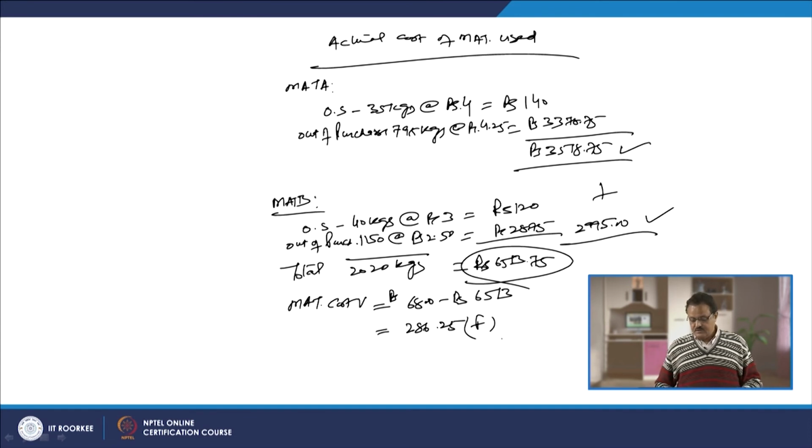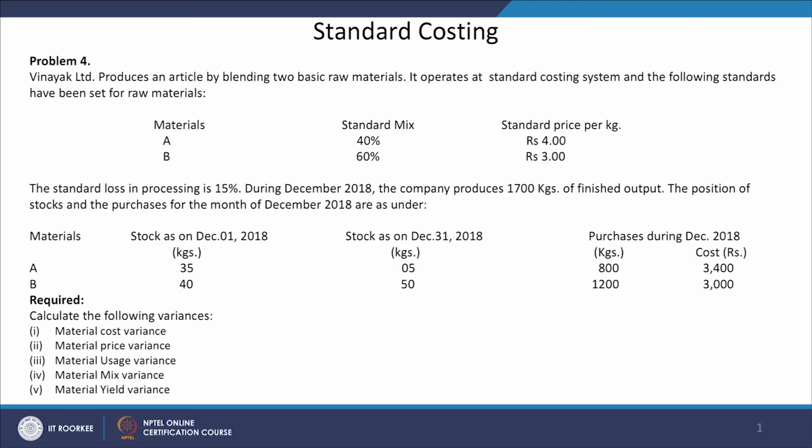Favorable, 286.25 favorable. So 6800 was the standard cost, and the actual cost has come down to 6513. So the actual material cost variance has become 286.25, that is favorable. And this has all happened because, if you look at the material information given in this case, there are 2-3 issues involved here. Why has your variance become favorable?